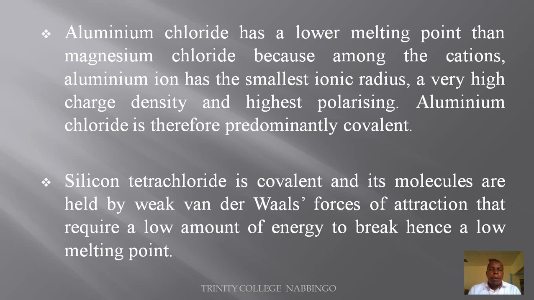Then aluminium chloride has a lower melting point than the rest, magnesium and sodium chloride. The reason we have already talked about: it has the smallest ionic radius and a very high charge. That gives it a high polarizing power. As a result, high polarizing power brings about predominance in covalency.